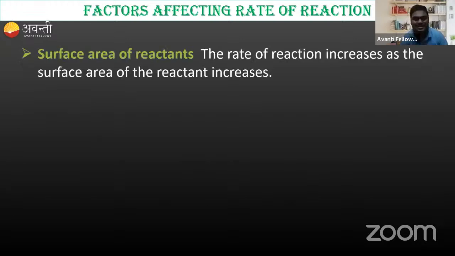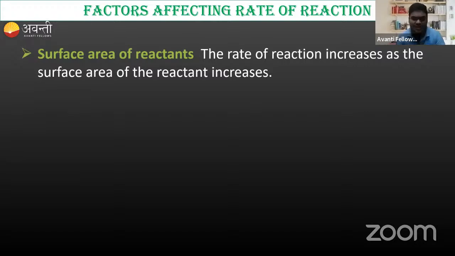Now, the next is the surface area of the reactant. The surface area of the reactant also plays a very important role: the rate of reaction increases as the surface area of the reactant increases, right? So just understand this thing.